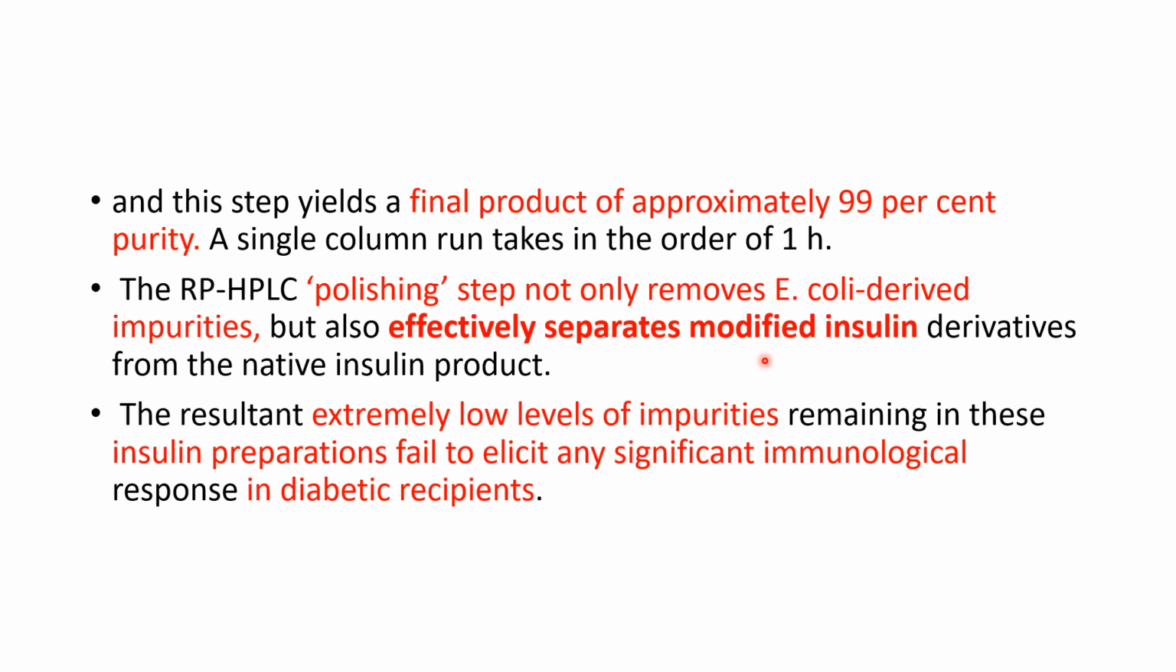Remember, after lysing, you have other products in combination with your chains. So we're saying any other products from E. coli that are still associated with your insulin chains, reverse phase HPLC can remove all E. coli derived impurities. Apart from that, the other advantage is that it can effectively separate modified insulin derivatives from the native insulin. We'll see further what modified insulin derivatives are. They have a different characteristic profile compared to the native insulin.